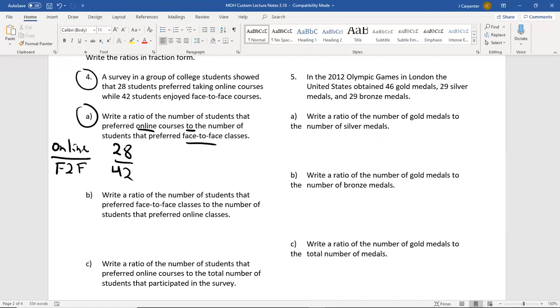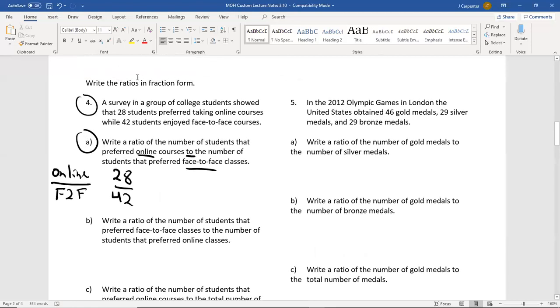Now you might say, all right, well, Mr. Beckner, earlier you just said you're supposed to reduce fractions. They didn't actually say to reduce it. So they really actually want 28 over 42 as the answer for this. But note, moving forward, we will usually reduce.